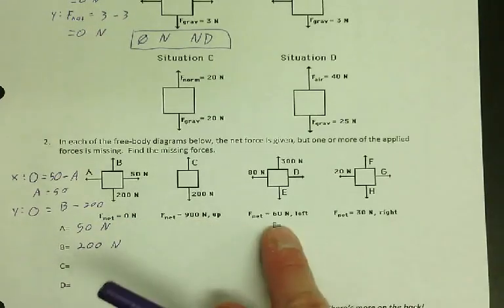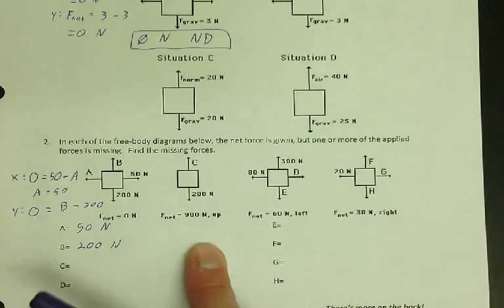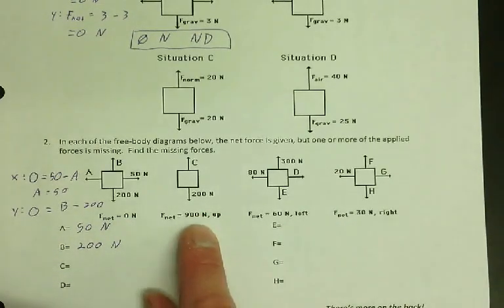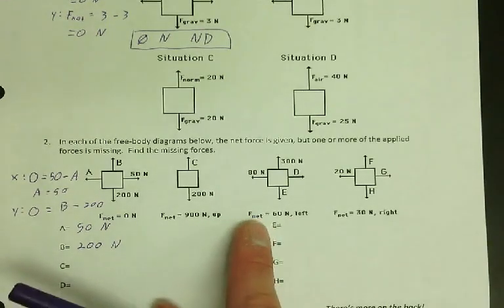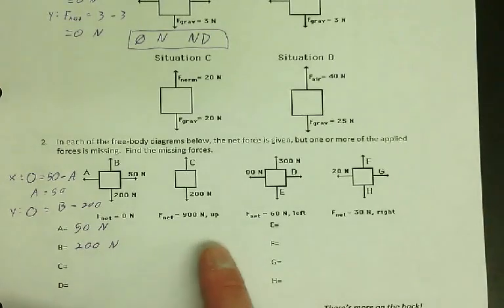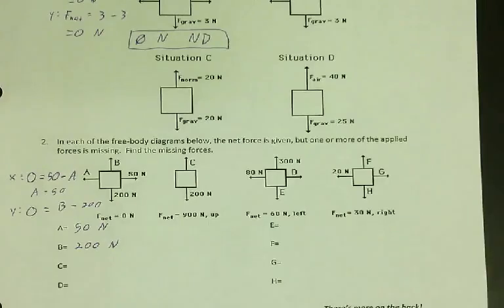Now that's not going to be the case on these other ones. On these other ones, they do have net force. So this one has a net force of 900 up, 60 to the left, so on and so forth. Do the same thing. Set up an X, set up a Y. The net force equals up minus down, or right minus left, whatever you do with that. Okay? All right, try the other 3 situations for number 2 now.